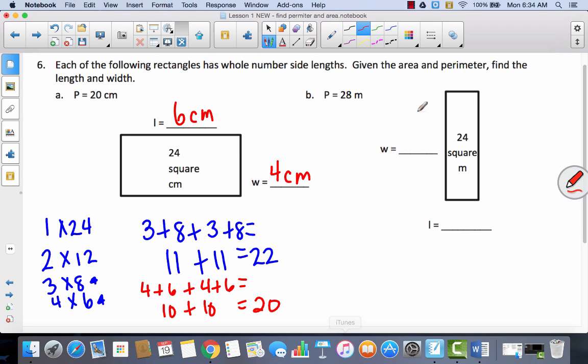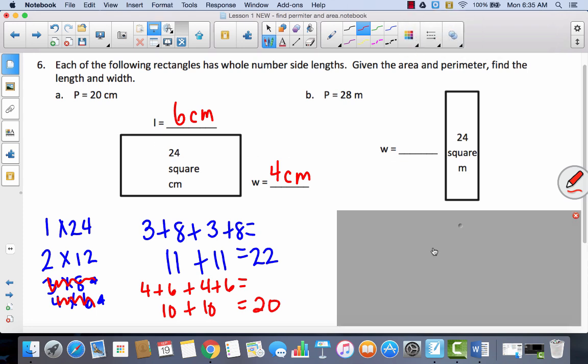Now the good thing about B is that if you'll notice, it has the same area as A. So what that means is that these four options that we already came up with, one of these has to be the length and the width. I know it's not this because the perimeter of that is 20. Well, I already figured out the perimeter of 3 and 8, and it wasn't 28, it was 22. So I know it's not 3 and 8. I want you to take a look at these two. I want you to figure out which of these would give you a perimeter of 28. If you use your thinking skills, I'm sure you can figure this out.